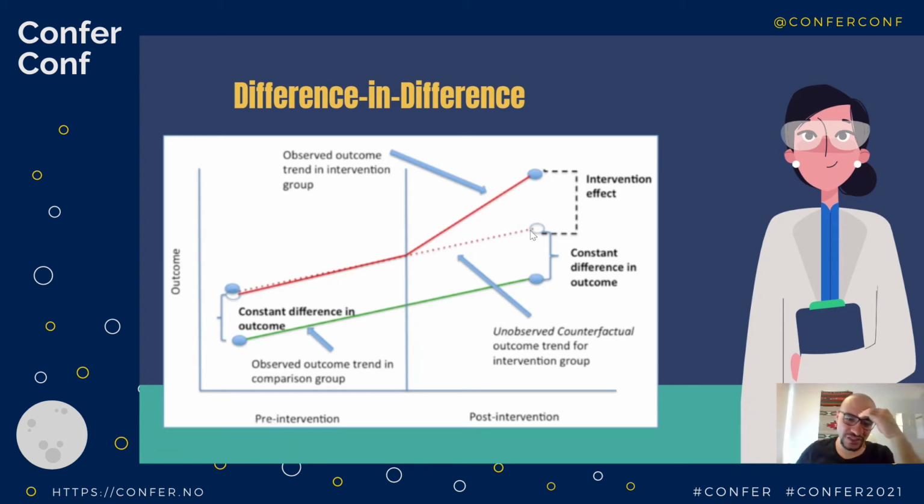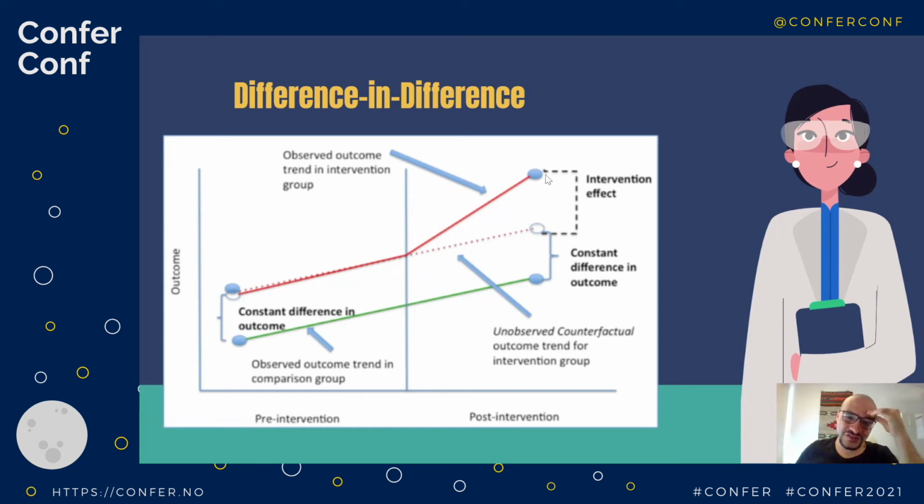And here is what we call the counterfactual. So what would happen for the treatment group in case there was no treatment? They would just continue their trend in parallel to this control city, and they would have the same constant difference over time. However, when this city takes the treatment, so after applying it, in the post-intervention time, you can see that the sales, for example, go up.